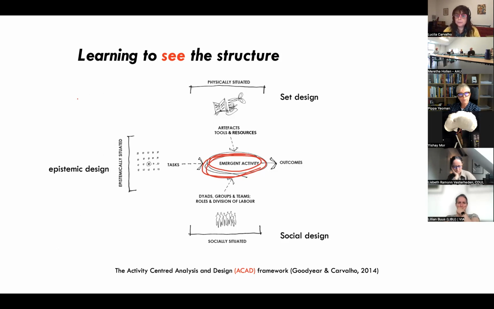And we also have the social design, which is about how we organize our students. So, if we want our students to work in pairs or in groups, whether you are going to be scaffolding, giving them different roles or division of labor.